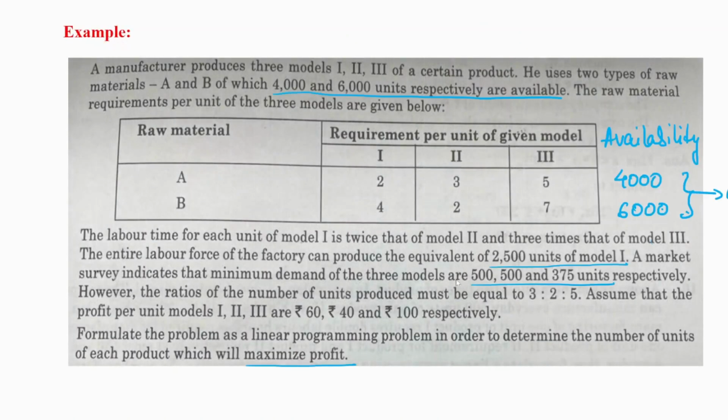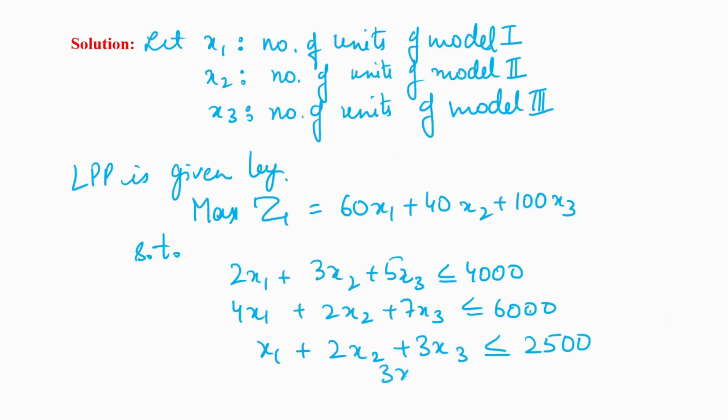Also, we have here that for the 3 models the minimum demand is 500, 500 and 375. So in the ratio of 3:2:5, the ratios of the number produced must be equal to this. So it would be 3x1 less than or equal to 500, then 2x2 less than or equal to 500, and 5x3 less than or equal to 375. Lastly, the non-negativity constraints, that x1, x2, x3 must all be greater than or equal to 0 and must be integers. So this is how we can formulate this problem.